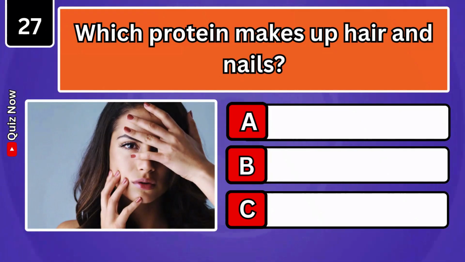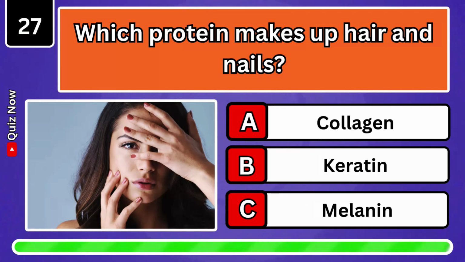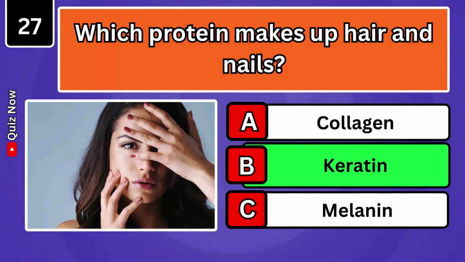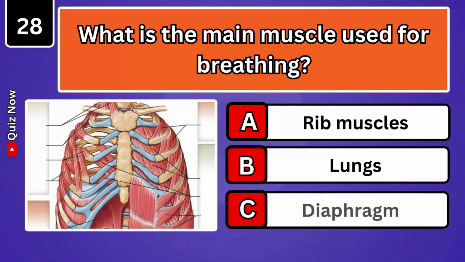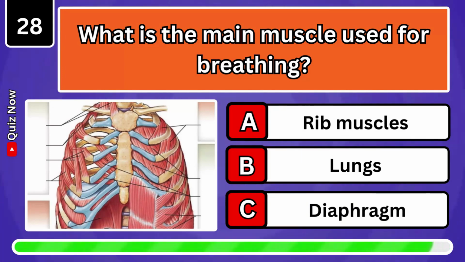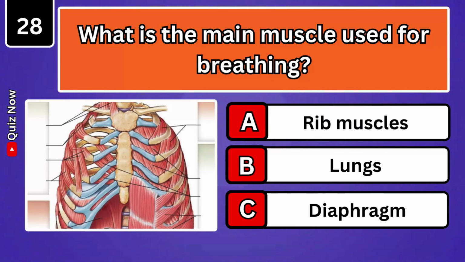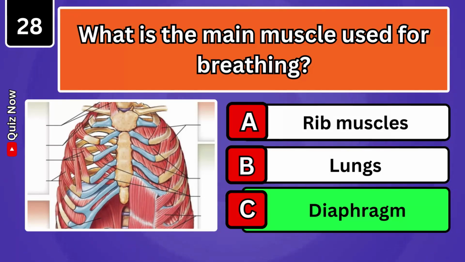Which protein makes up hair and nails? Keratin. What is the main muscle used for breathing? Diaphragm.